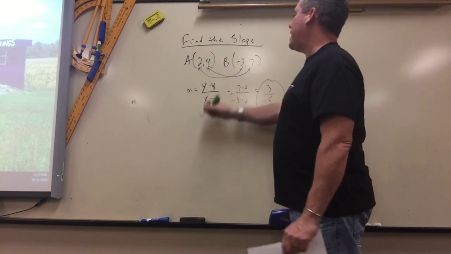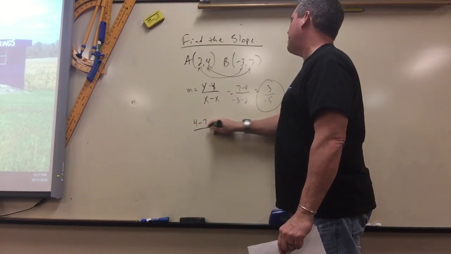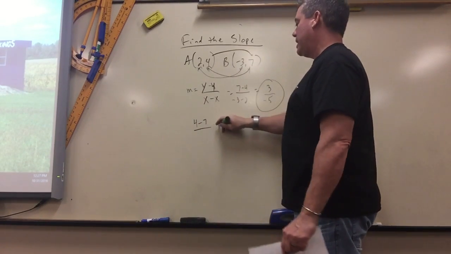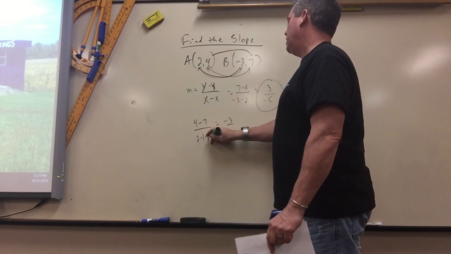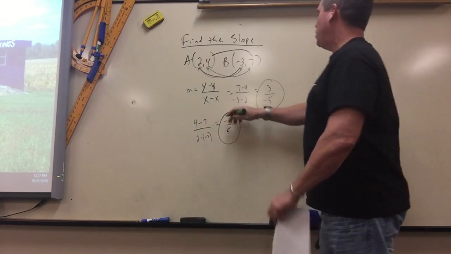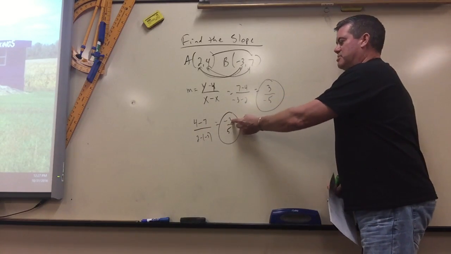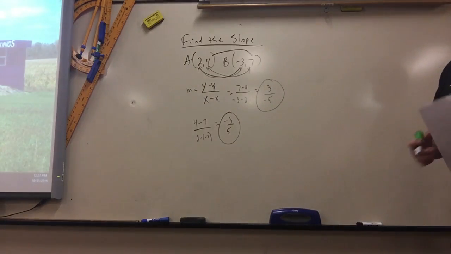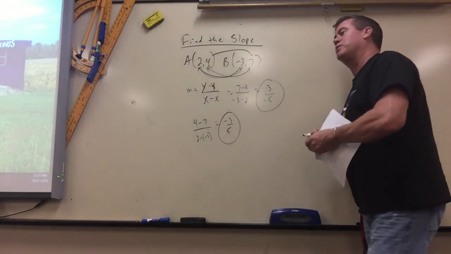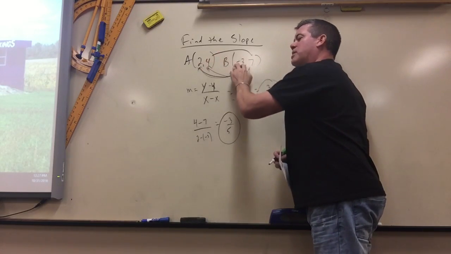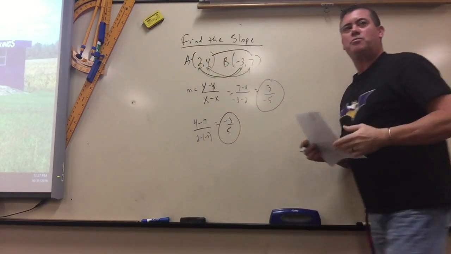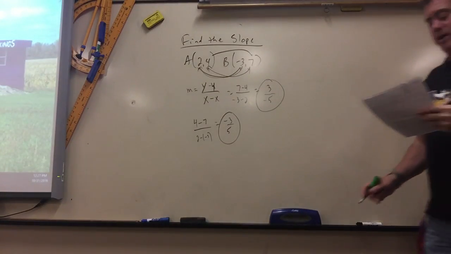If I would have done this backwards, if I would have gone 4 minus 7 this way, I would have got negative 3. 2 take away negative 3 is positive 5. You get the same answer, it's just the negative on top instead of the bottom. So that's why it doesn't matter which y you start with. But if I start with this y and subtract that one, I gotta start with this x and subtract that one. So you gotta subtract them both the same way.